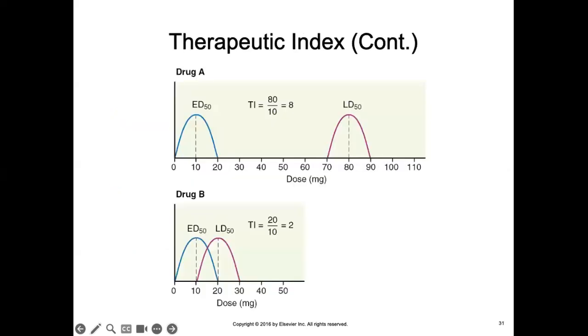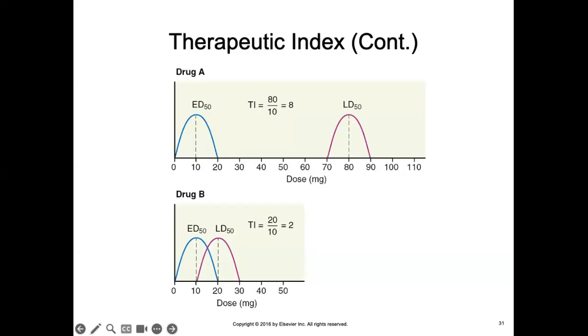So you can see here in this figure an example. A high therapeutic index indicates that the drug is relatively safe, whereas a low therapeutic index indicates that the drug is unsafe. Drug A has a high therapeutic index and is safe. Drug B shows overlap between the therapeutic effect curve and the lethal effect curve, and therefore it's unsafe. LD50 means lethal dose 50. ED50 means effective dose 50. So you need a split between those two in order to determine your choice of drug.